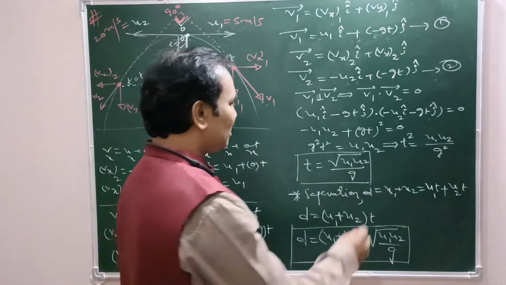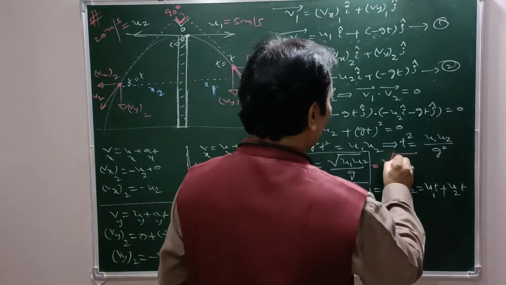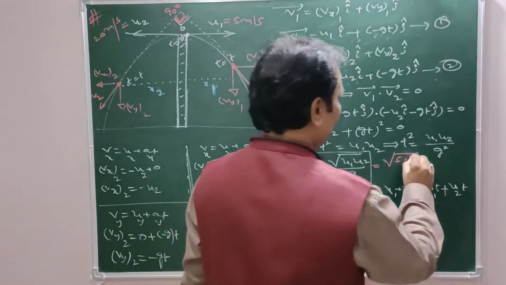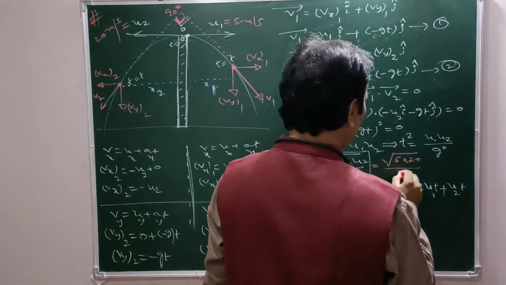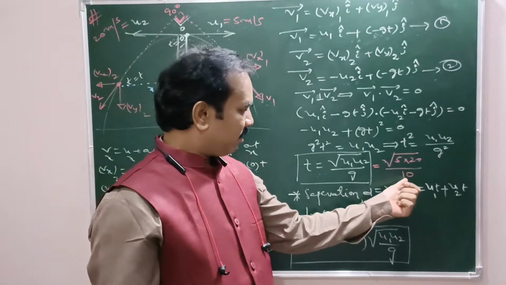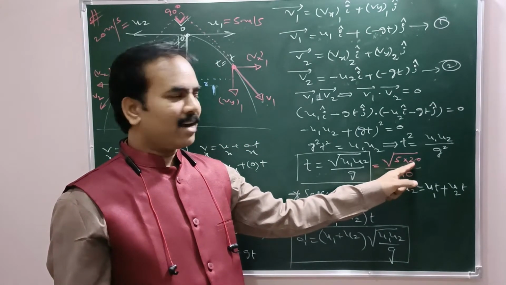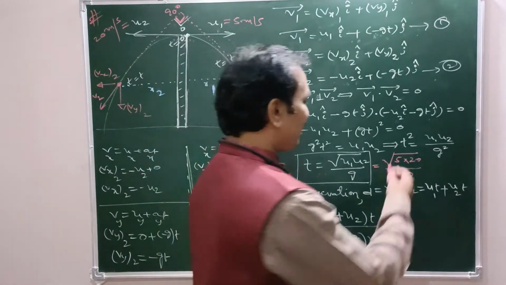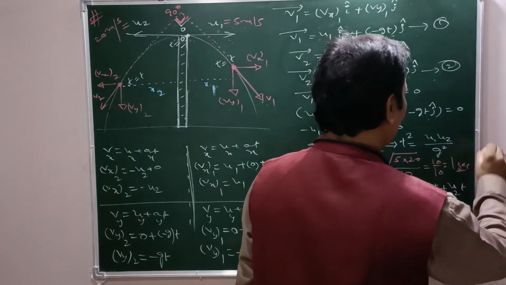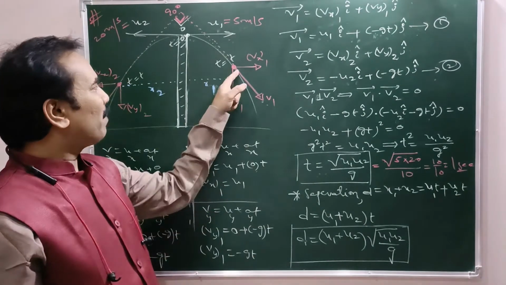Take positive, that's all. That is t equal to root of u1 u2, that is 5 into 20 meters per second, divided by g, which we take as 10 meters per second squared, otherwise 9.8. That is 5 into 20, 100 under root, that is 10. So 10 by 10 is 1 second. So after 1 second they move perpendicular to each other.